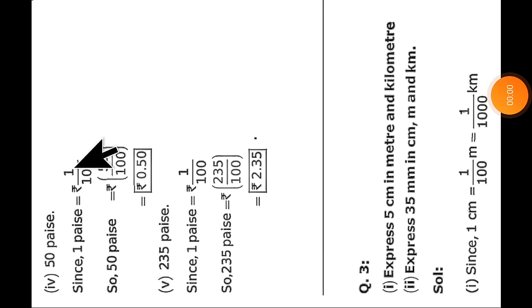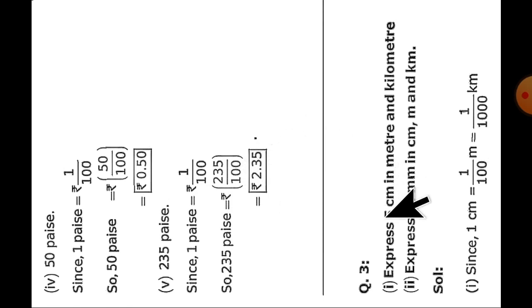Now fourth one, 50 paise. 1 paise equal to rupees 1 upon 100. So 50 paise equal to rupees 50 upon 100 equal to rupees 0.50. 235 paise. Again 1 paise equal to rupees 1 upon 100. So 235 paise equal to rupees 235 upon 100. You will divide by 100. So equal to rupees 2.35.